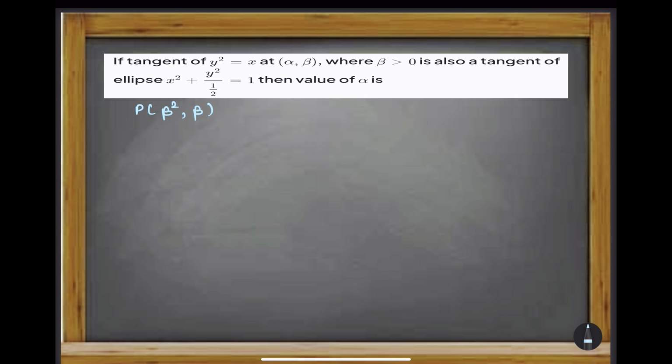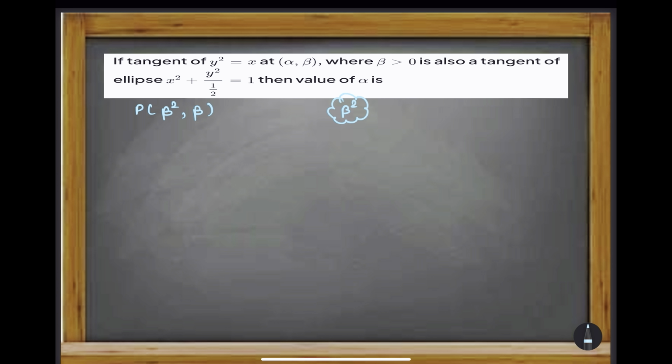Now, it is also tangent to this ellipse. So the tangent to this curve at this point is also tangent to this curve. Then find A. So who is A? A is the x coordinate. It means we are interested in finding beta square.